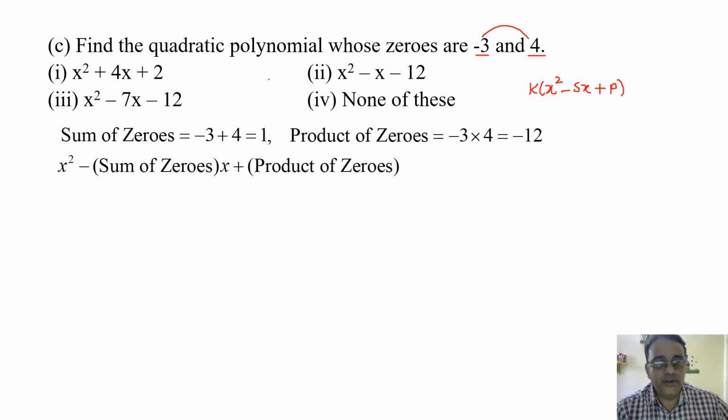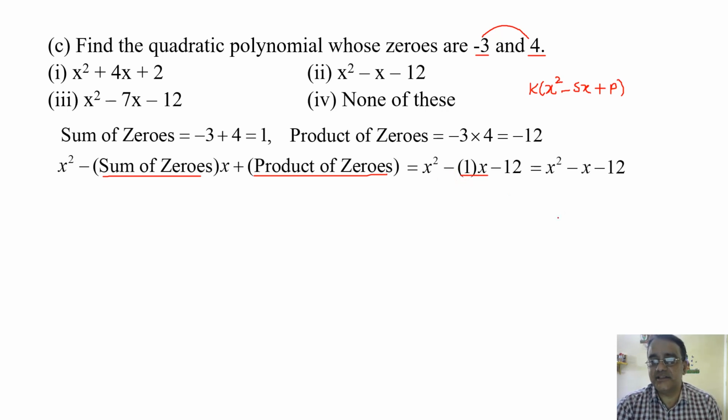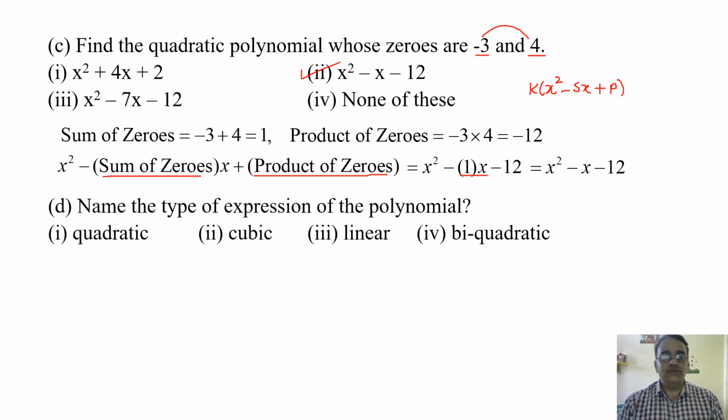Okay, you can write alpha plus beta also in place of S, and P product of zeros, alpha into beta, right? So now we are going to substitute sum of zeros here. The value is 1 and product of zeros. So 1 into x we can write directly x. So ये x हो जाएगा. So final answer is x square minus x minus 12. So which option is the correct one? Second option. Second option, right.